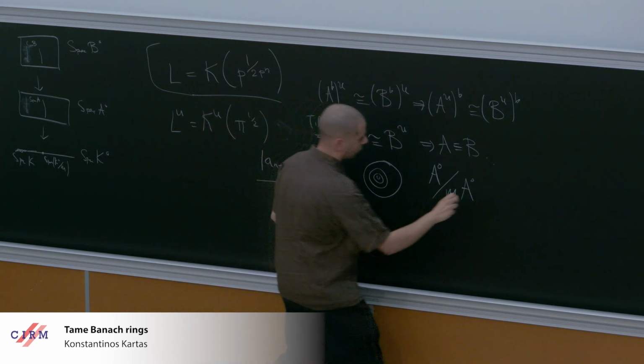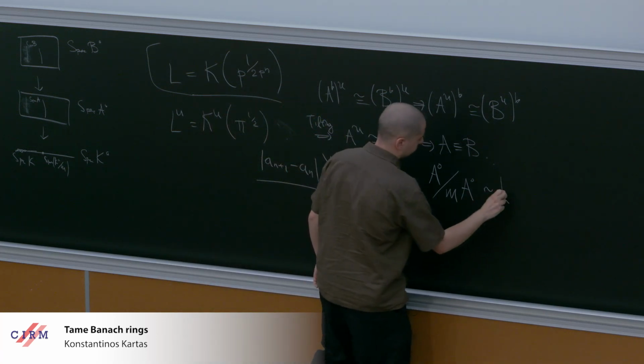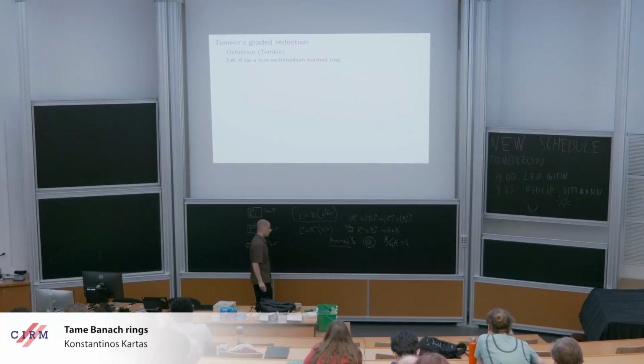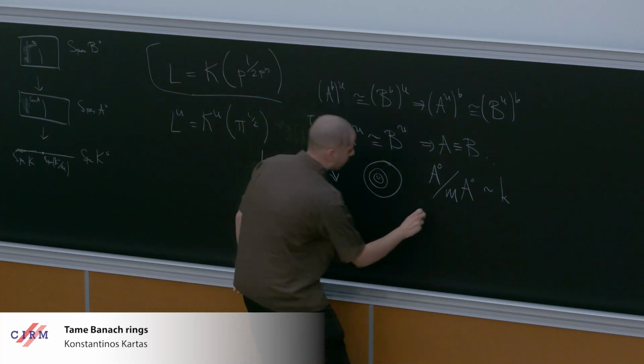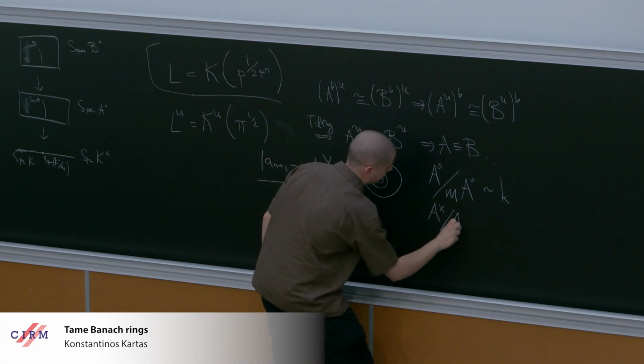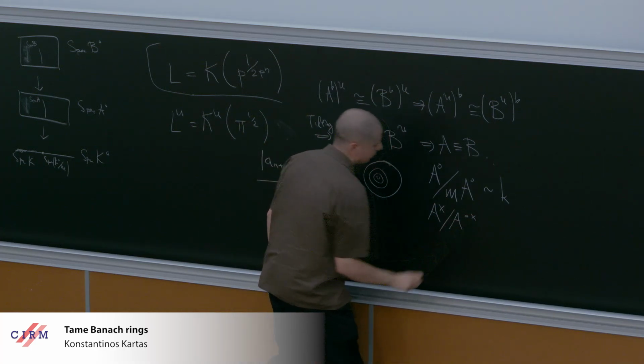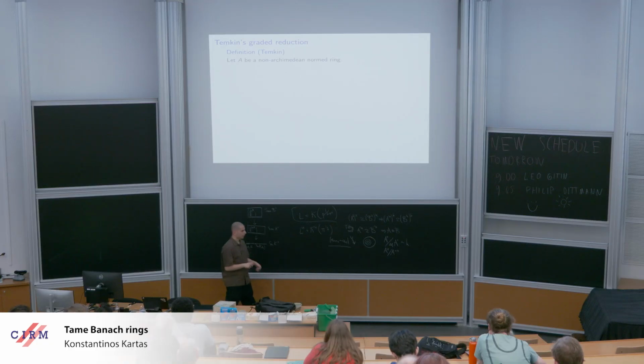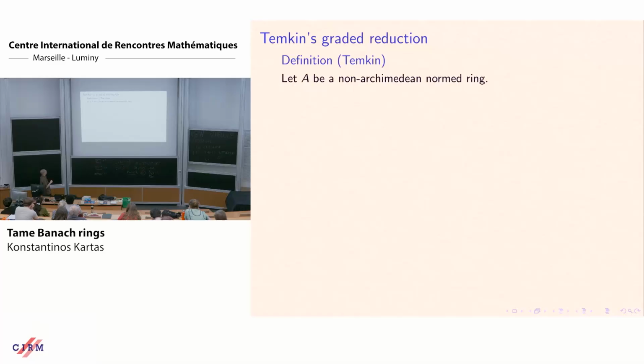So this would be the analog of the residue field. But there is no good analog for the value group, actually. You could try to consider something like the multiplicative group of A modulo the multiplicative group of the power bounded elements, but for technical reasons, which I will not explain, it's not quite right. So for this reason, it's a bit better to use a construction by Temkin, which has a very similar flavor to the RV construction, which is probably more familiar to this audience.